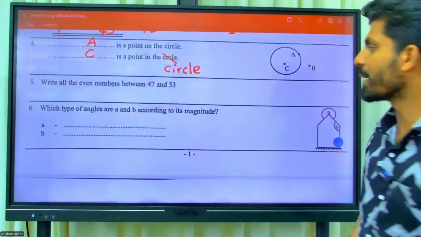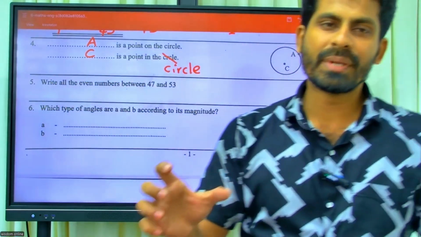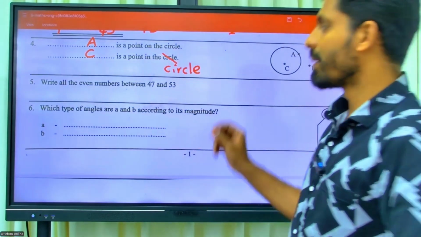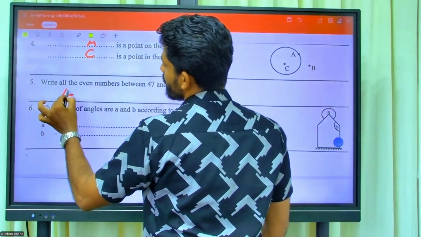If the last digit equals 0 or 2 or 4 or 6 or 8, that number is an even number, a number divisible by 2. Right? Now look at the question. They are asking, write all the even numbers between 47 and 53. What are the numbers between 47 and 53?